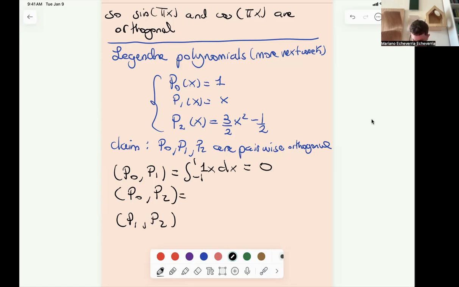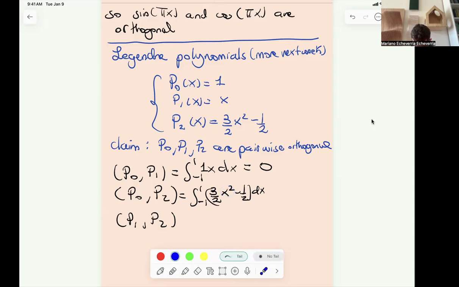What is P0 times P2? That again, you multiply 1 by this function, and you integrate it. So you have to integrate from -1 to 1, 3/2 x squared minus 1/2. Oh, and then actually this one could give you something interesting, right? Because the function is even, but it just ends up working nicely because of the coefficients.